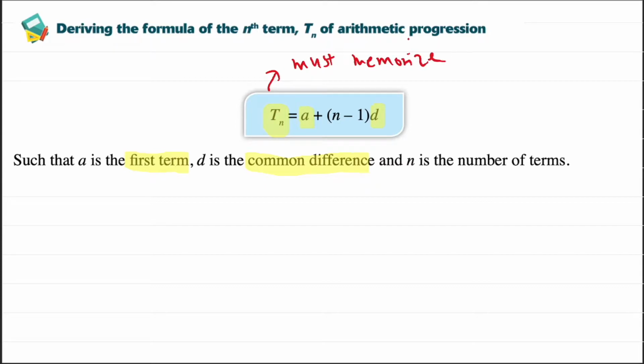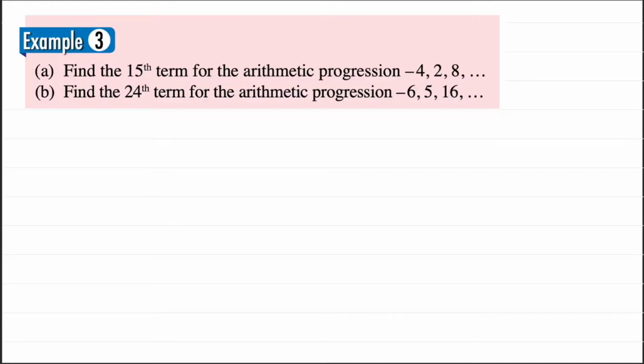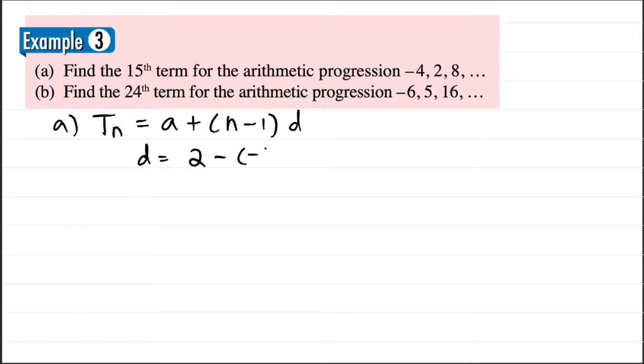Kena letak dalam kepala otak tu. Contoh, find the 15th term. So, we know that formula Tn apa tadi? Tn sama juga dengan A tambah N tolak 1 D kan? So, kita cari dia punya D dulu. So, D sama juga dengan 2 tolak dengan negatif 4. So, kita akan dapat 6.